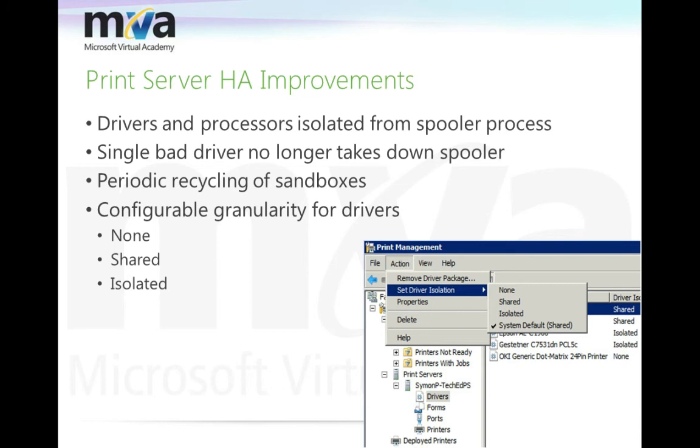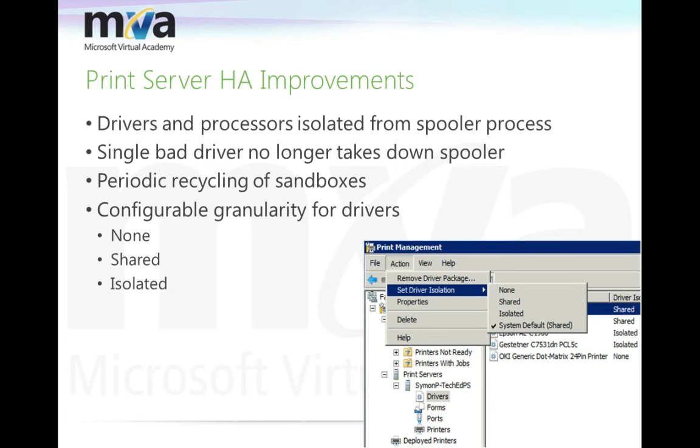Print Server had a few high availability improvements in Windows Server 2008 R2. The primary one is allowing isolation of all of the different print processes. If you did print clustering in previous releases, you could find that having a single bad driver could take down the entire print cluster. Now, with this enhancement, we have what's called driver isolation. This gives us the ability to have drivers run in their own process. This way, if a single driver crashes, it will only take down that specific process, and it will not impact the rest of the print server or any other drivers.